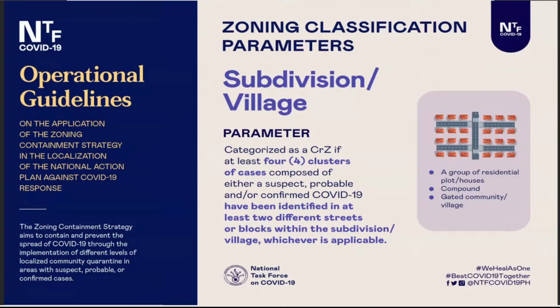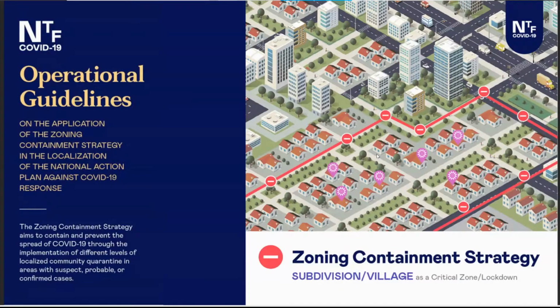So let's go to subdivision or village. We define village or subdivision as a group of residential plots or houses, compound, gated community, or village. So for a village or subdivision to be classified as critical zone, it has at least 4 clusters of cases composed of suspect, probable, and confirmed COVID-19. These cases will be identified in at least 2 different streets or blocks within the subdivision or village. So ito po yung geospatial representation that portrays a subdivision or a village as a critical zone following the parameters previously discussed.